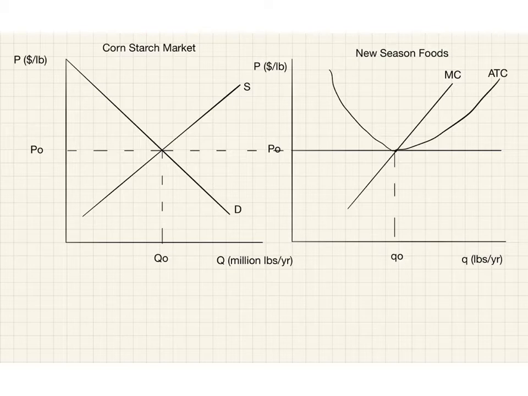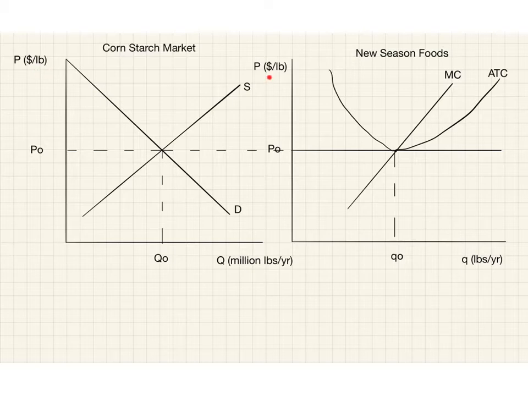But the point is we're going to blow up this firm's problem, New Season Foods. Notice that for the firm, it's pounds of cornstarch per year. For the market, it's millions of pounds. And I use capital Q for the market and small q for the firm just to help me remember the very different scales. I mean, we could have a microscope and analyze the firm's problem huddled here, next to the y-axis of the market analysis.